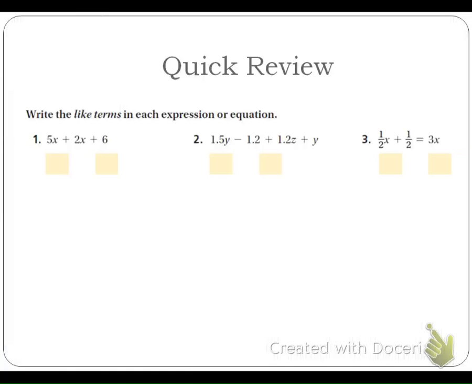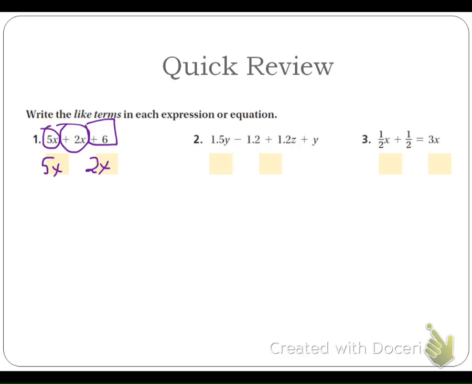Before we get into it, let's review again how we combine our like terms. Go ahead and simplify these three problems here. Not solve them, sorry, simplify them. We can't solve because there's no equal sign, correct? Alright, so write the like terms in each expression or equation. Well, the like terms in the first problem are the positive 5x and the positive 2x. If you identify your terms before you do this, it makes it a whole lot easier to identify your like terms.